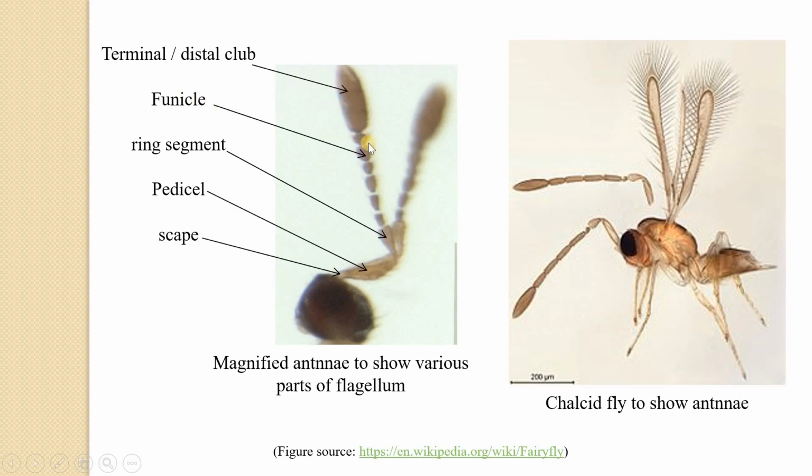So in this way, in most insects, the flagellum generally has uniform smaller segments. But in some cases, for example the chalcid fly, this flagellum is further divisible into three regions: a ring segment, then the peg-like part known as the funicle, and the distalmost or terminal portion referred to as the distal club.